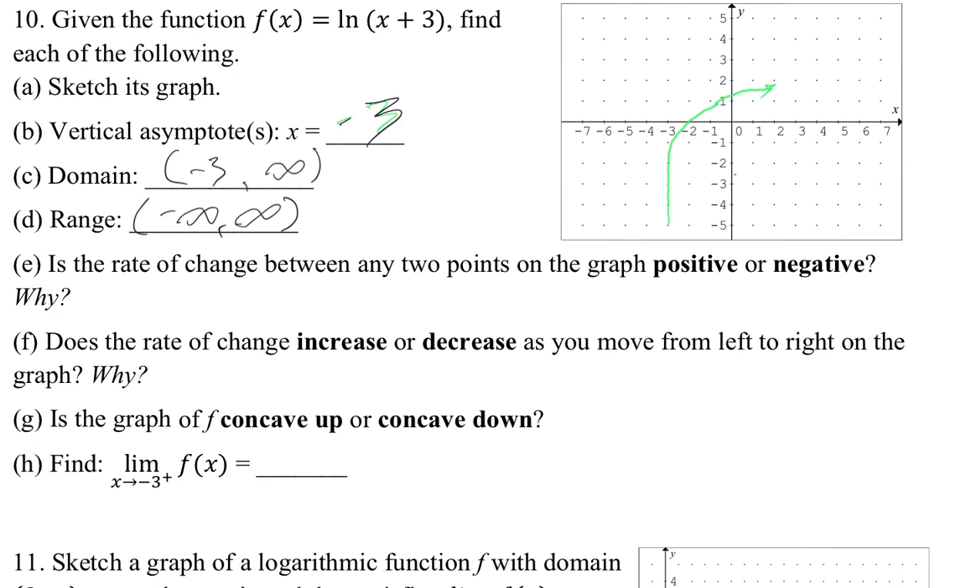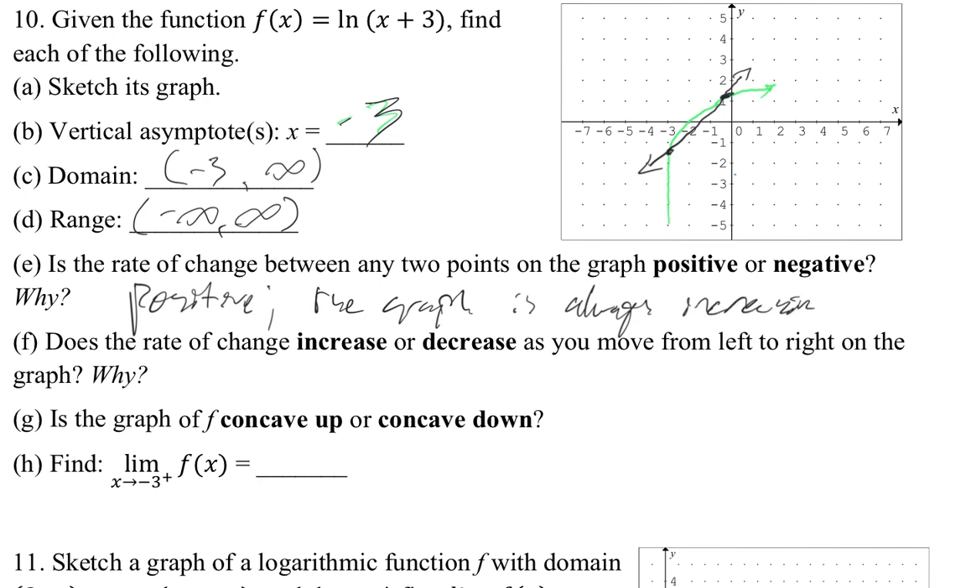Okay, is the rate of change between any 2 points in the graph positive or negative? Well, let's just pick 2 points. How about this one and this one? Draw us a little secant line. Is the slope of that line positive or negative? Well, the slope is positive. So really what that means is that this graph is continually increasing. You can say the graph is always increasing.